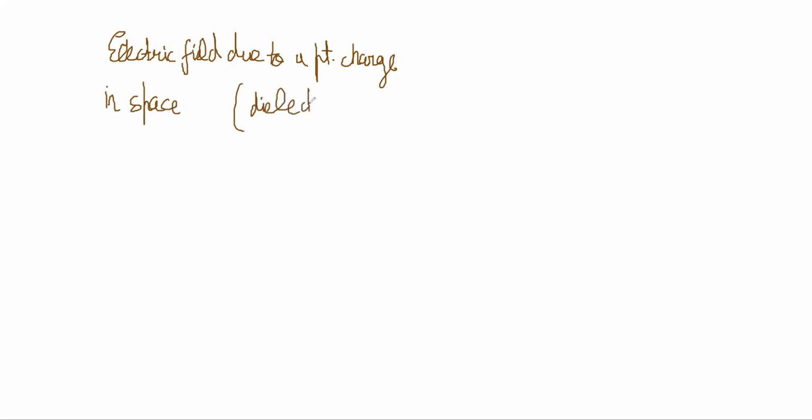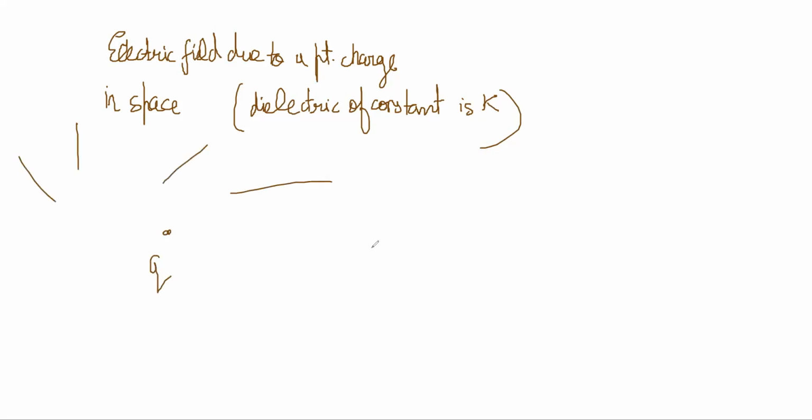So if you want to say what is the electric field due to a point charge in space, but the space is filled with a dielectric of constant K, right? So there is a Q charge lying in space, like say air. Air's dielectric constant is close to 1, but if it was not close to 1, it would be K.